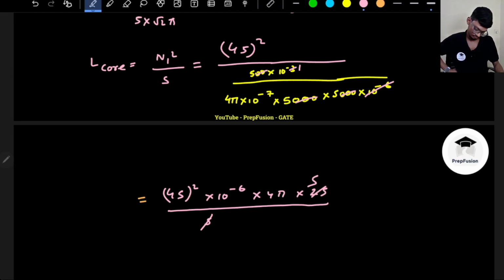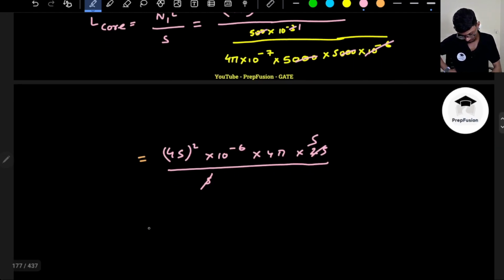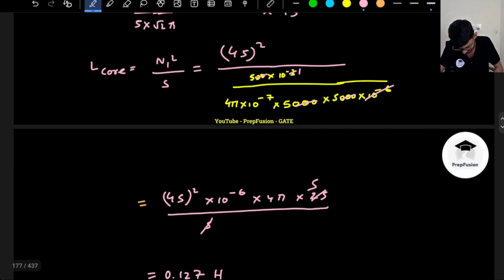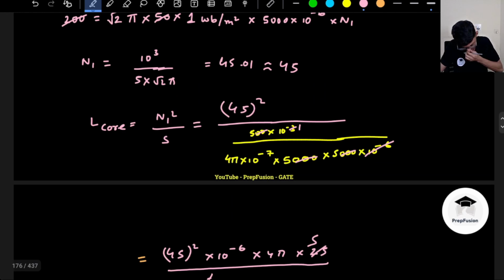So here, what will be the value? This will be 45 whole square into 4 into pi into 5, into 10 raised to power minus 6. This will be 0.127 Henry. Okay, so this is 0.127 Henry. Am I correct here? Maybe I'm making a mistake. What mistake am I making? That is what I'm trying to think, because this answer is not matching.